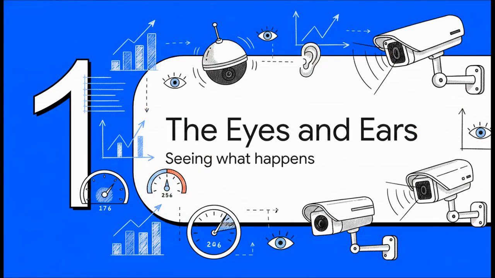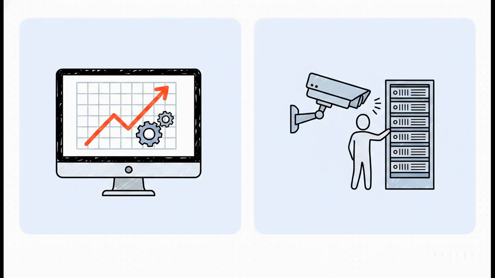Section 1. The eyes and ears, seeing what happens in your cloud. Okay, let's dive right into this first department. You see, every single business needs performance trackers and security cameras to know exactly what's happening on the ground. And a very common confusion for beginners is the difference between AWS CloudWatch and AWS CloudTrail.